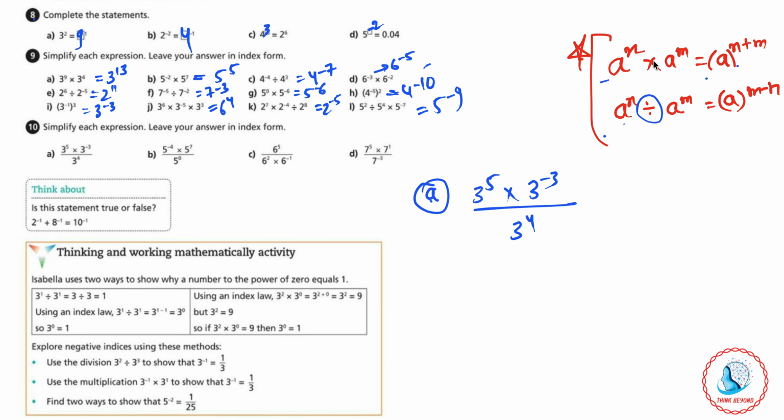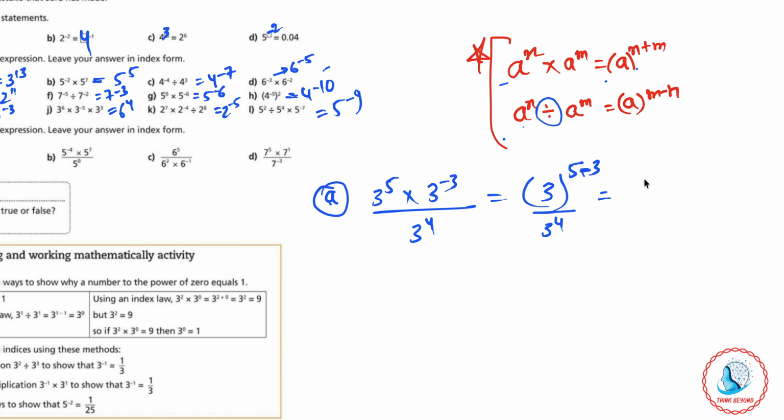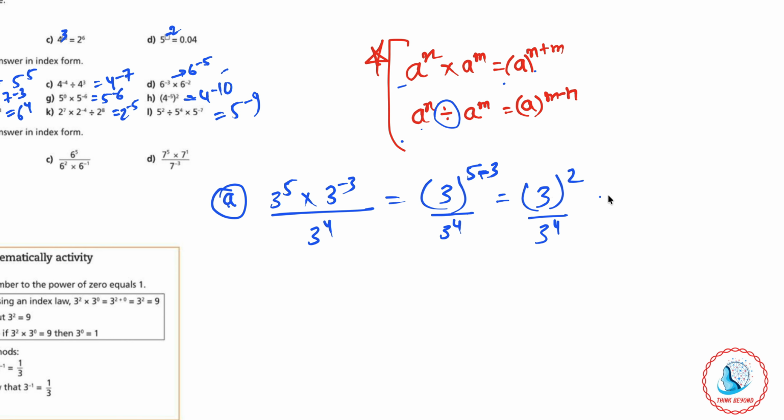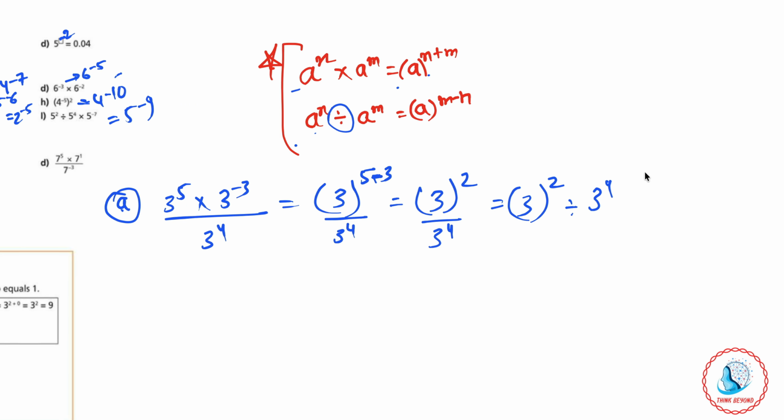We'll apply this formula. There is a multiplication, base are same, so power will be added. So add it. 3 raised to power 5 and plus minus is minus 3, and it will be 3 raised to power 4. So 5 minus 3 is how much? It's 2 and here 4. Now base are same. You can write this as 3 square divided by 3 raised to power 4, right?